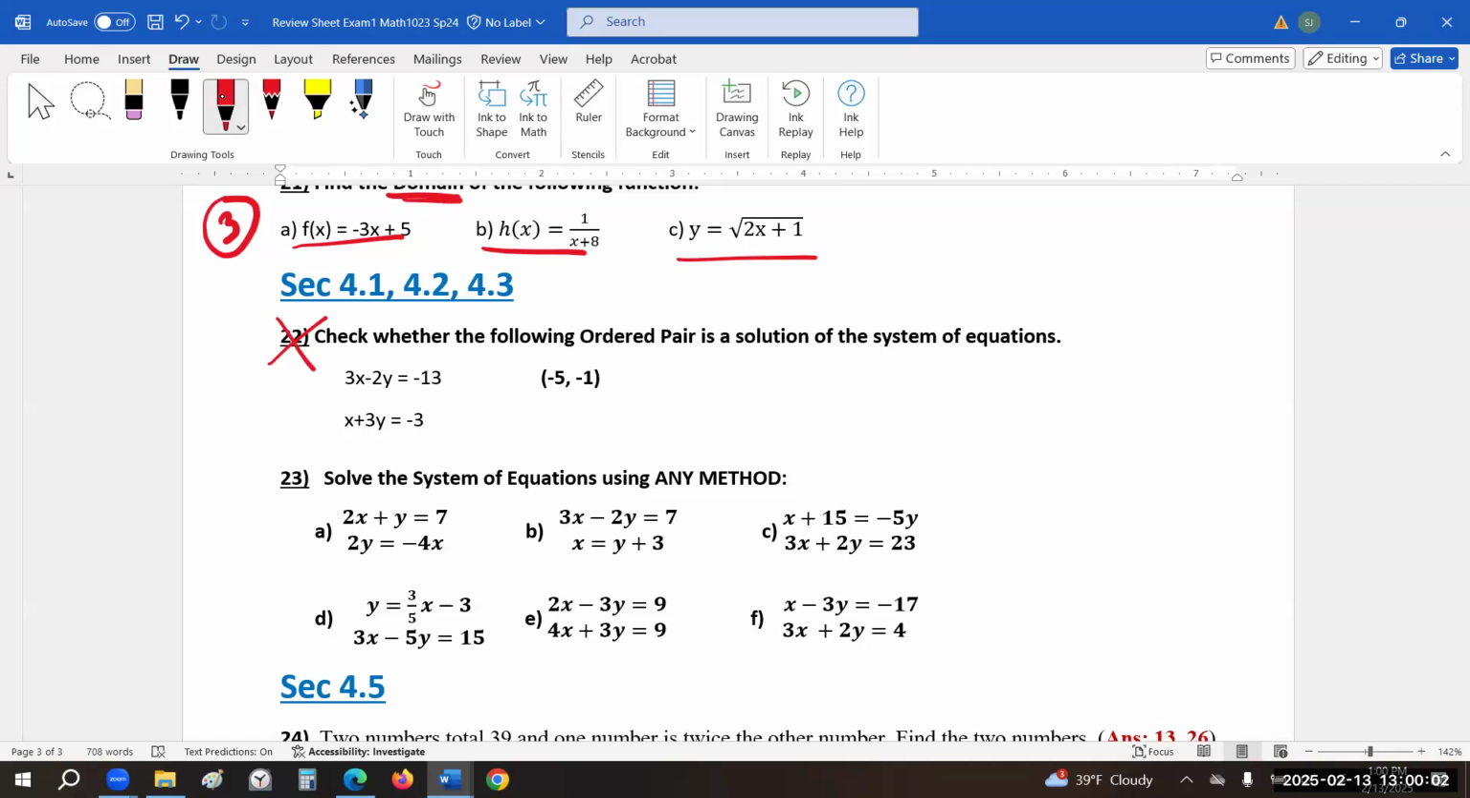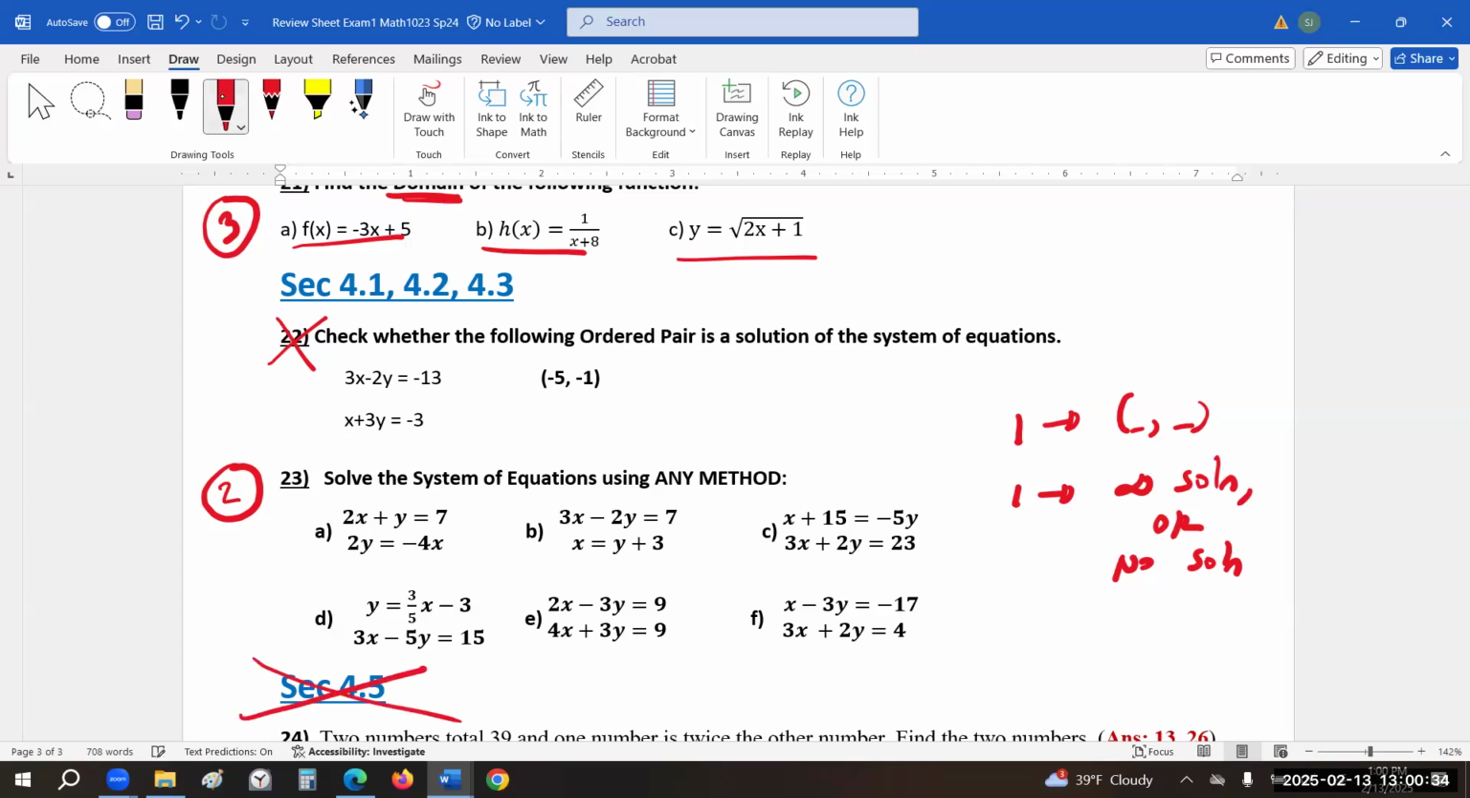But from 23, there will be 2. One of them will be with x and y answer unique, and another one will be either infinite solution or no solution. Okay, so one from infinite or no, and one with real answer, both of them. And that's it. 4.5, skip.